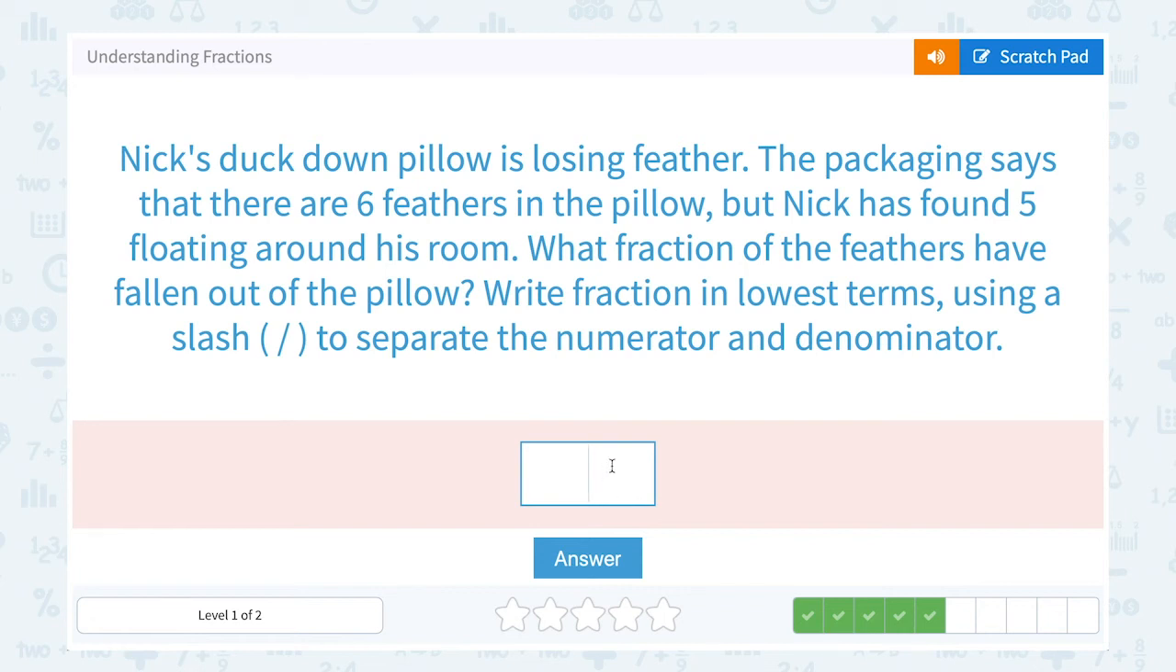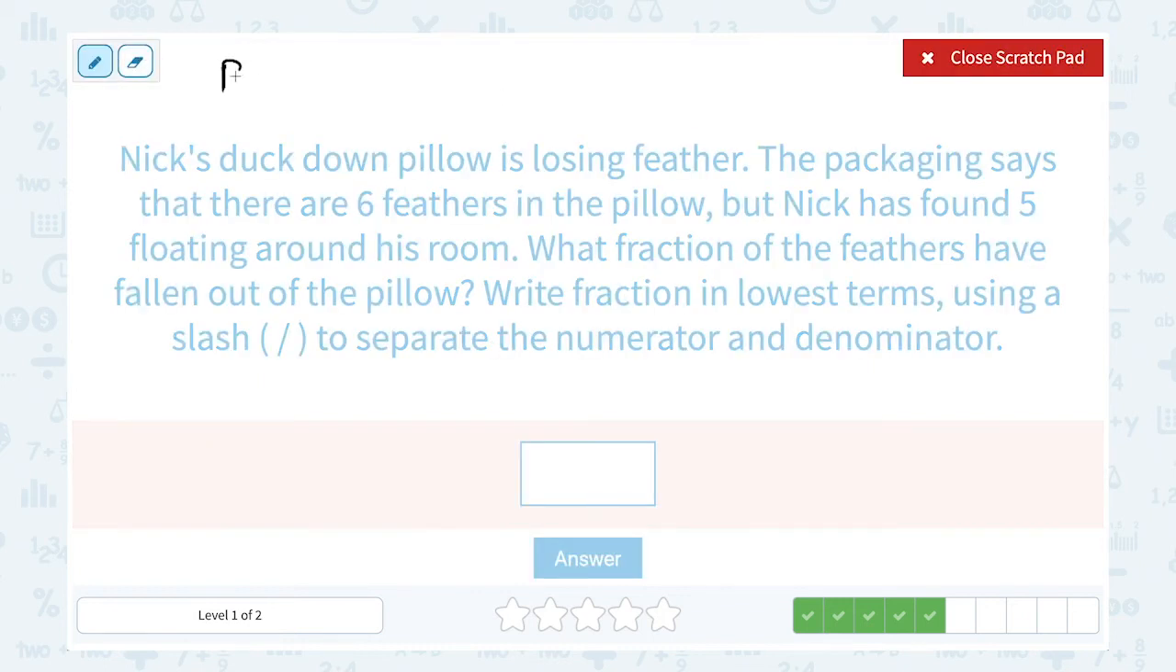Nick's duck down pillow is losing feathers. The package says there are 6 different feathers in the pillow, but Nick has found 5 floating around his room. What fraction of the feathers have fallen out of the pillow? Okay, well, if we think of this as the part out of the whole thing, so the whole thing would be the total number of feathers.